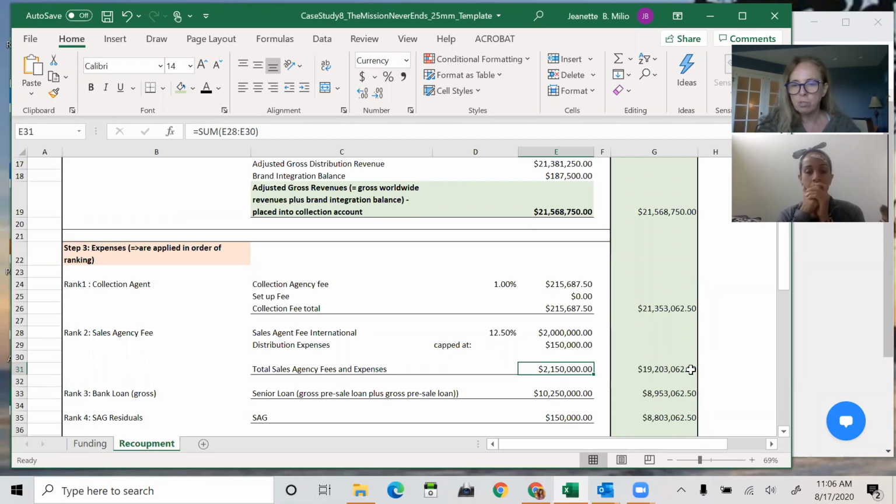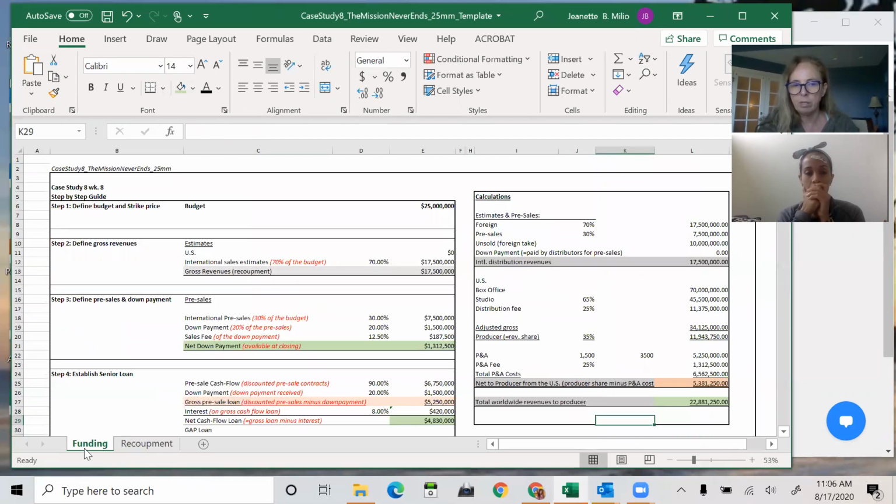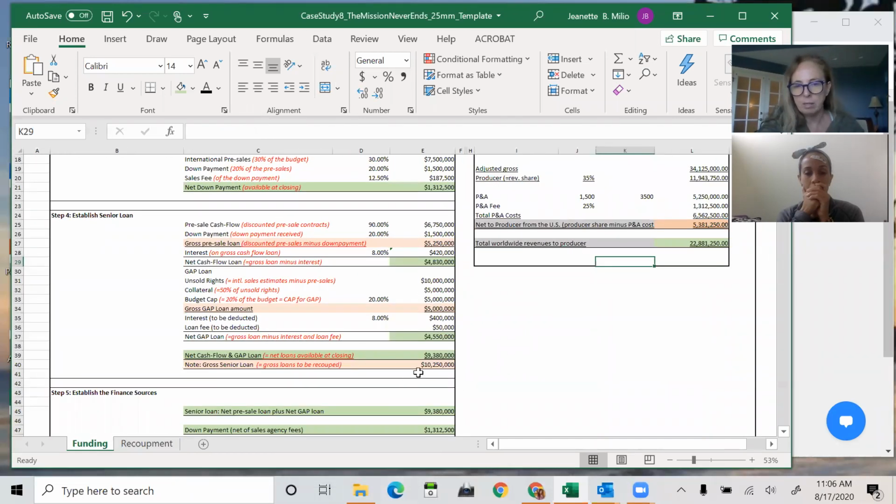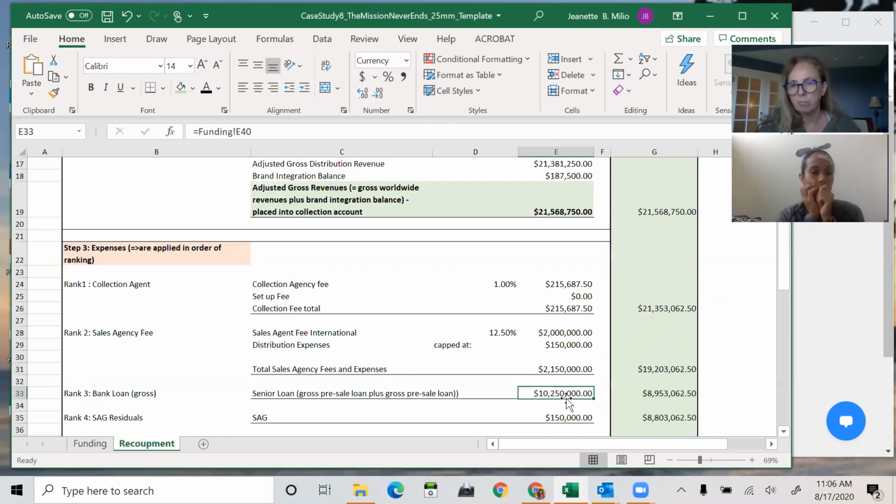So that reduces us, basically right now we're looking at $19,203,62 that we have available in our waterfall. The next one we pay is the bank. We're paying the gross bank loan, and that's $10,250,000, and we can look here at what the gross bank loan is. And there you go, it's $10,250,000. That's where that number comes from. So I'm just taking that number of the gross bank loan and putting it here.